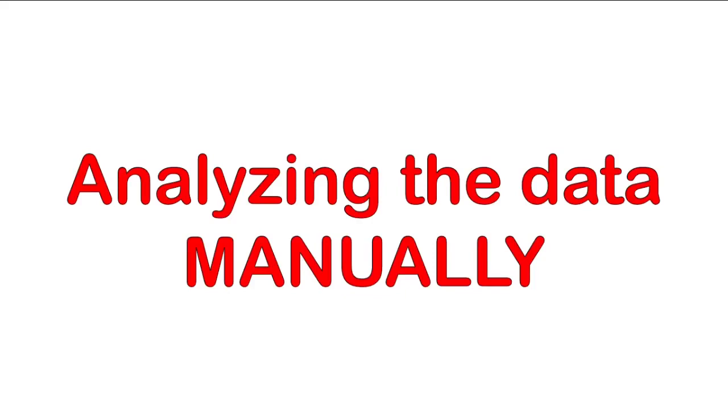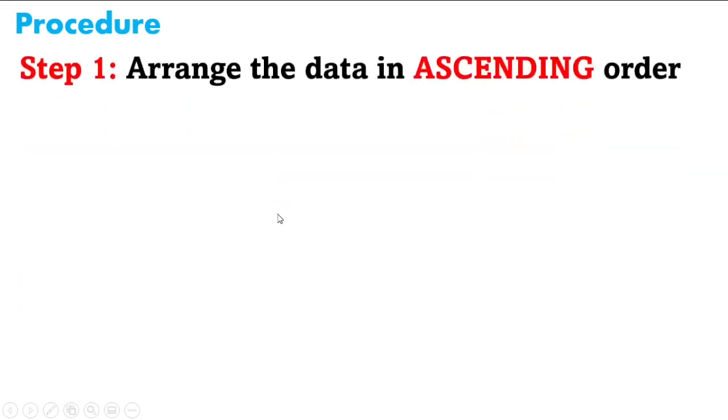Okay, so let's first try to analyze the data manually. So here's the procedure. Step 1, remember that when you are dealing with measures of position, step 1 is always to arrange the data. Step 1 will be to arrange the data in ascending order. When we say ascending order, it means from least to greatest value.